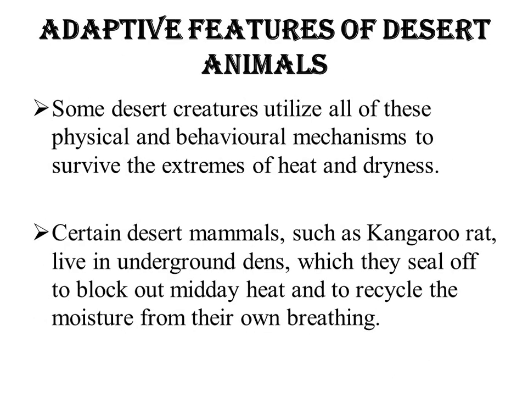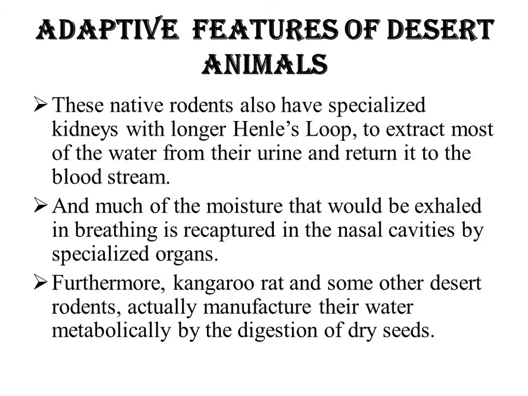Adaptive features of the desert animals are also shown by some of the desert creatures that utilize all of their physical and behavioral mechanisms to survive in the extreme of the heat and dryness. Certain desert animals such as kangaroo rat live in underground dens which they seal off to block out midday heat and to recycle the moisture from their own breathing.